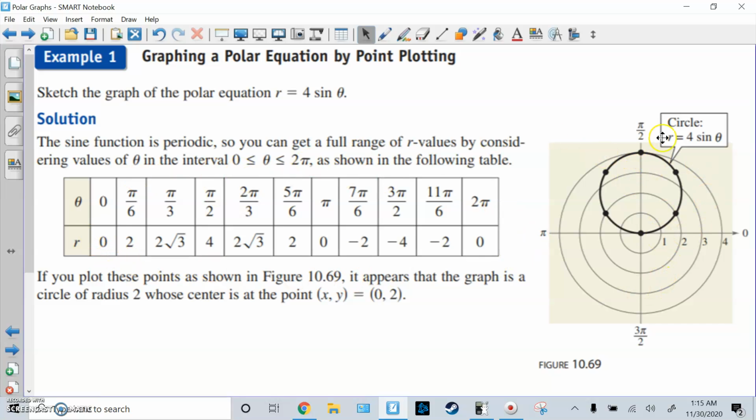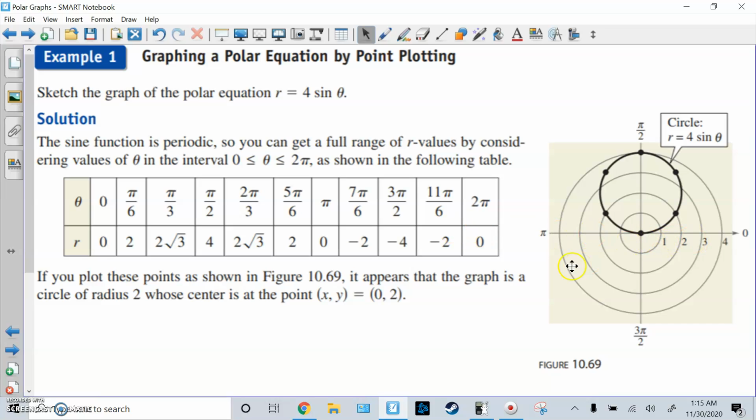We'll now graph on this circle. It says starting at 0 for the angle, r is 0, so put a dot at the origin, at the pole. Then go to the angle pi over 6, put a dot at 2, that's right here. Then go to the angle pi over 3, put a dot at 2 root 3 right here. Go to pi over 2, put a dot at 4. 2 pi over 3, put a dot at 2 root 3. 5 pi over 6 is our angle, put a dot at 2. Pi is our angle, put a dot at 0, so we made a full circle.